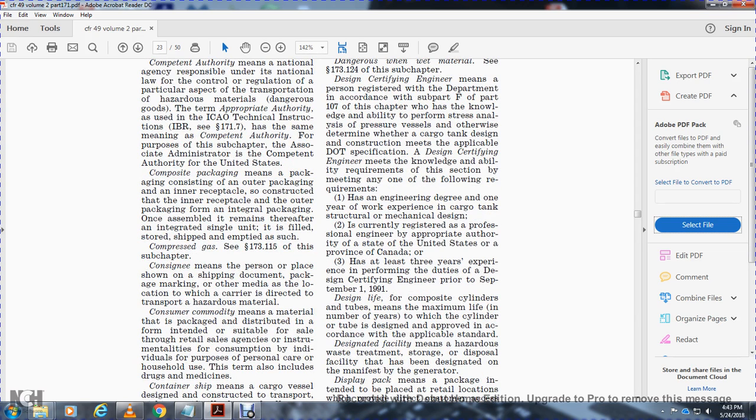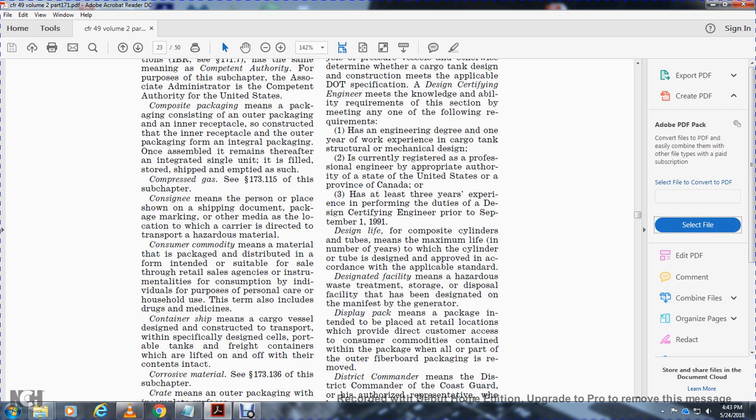Design life, for composite cylinders and tubes, means the maximum life in number of years for which the cylinder or tube is designed and approved in accordance with the applicable standard. Designated facility means a hazardous waste treatment, storage, or disposal facility that has been designated on the manifest by the generator. Display pack means a package within 10 of the plate for a retail location, provided for direct customer access to commodities contained within the package when all or part of the outer fiberboard packaging is removed.